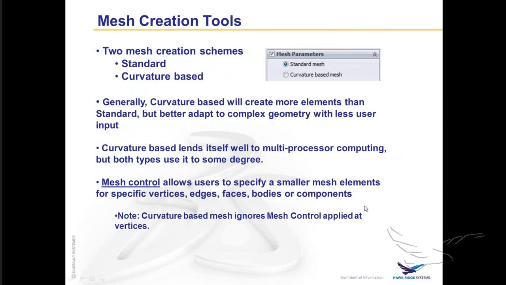So let's talk about mesh creation tools. We have two mesh creation schemes. We have the standard mesh and the curvature-based mesh. And generally speaking, we're seeing more and more curvature users go toward the curvature-based mesh. So generally speaking, in a simple model, a curvature-based mesh will create more elements than a standard mesh. Think of just meshing a simple cube, for example. If we mesh a cube with a curvature versus a standard using the same element size, the standard will create less number of elements. However, the curvature-based mesh is more robust. It's sort of an adaptive technique, and it'll allow us to mesh complex geometry with less effort and less input.